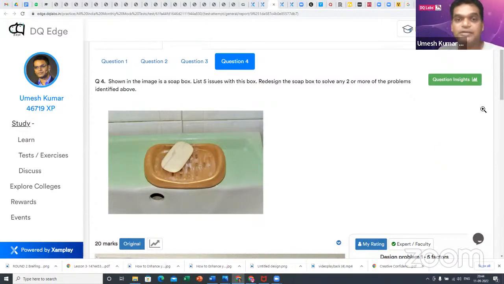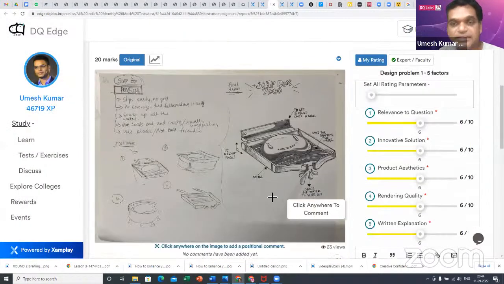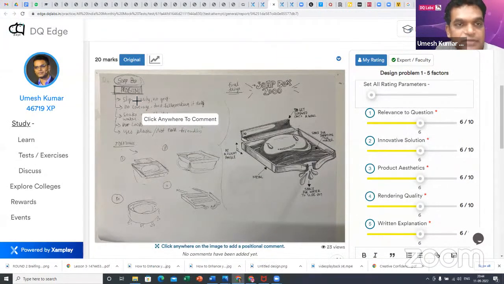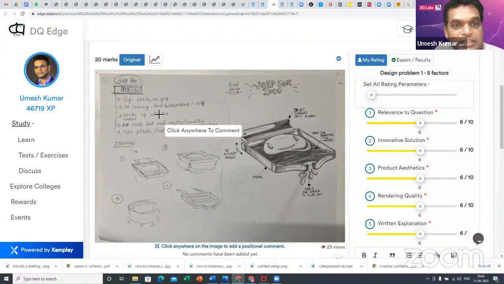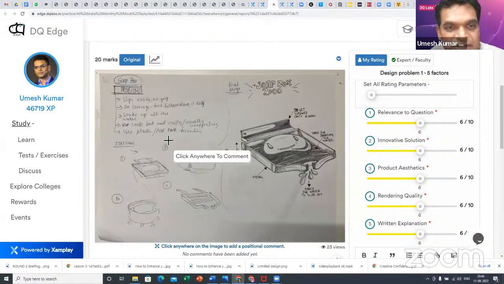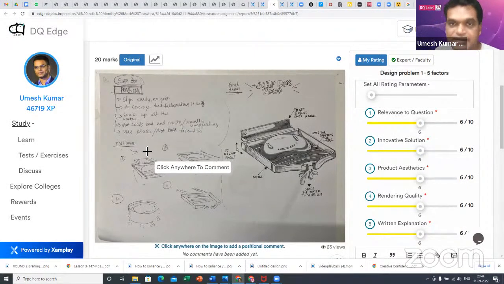Okay, fine. Let us go to the options, the answers, what Sarah has done. She has given five problems. Slips easily, no grip, no coverage. Dust falls, making it dirty. Soaks up all the water. Looks bad and crusty, visually unappealing. Uses plastic, not eco-friendly. These are some valid reasons.